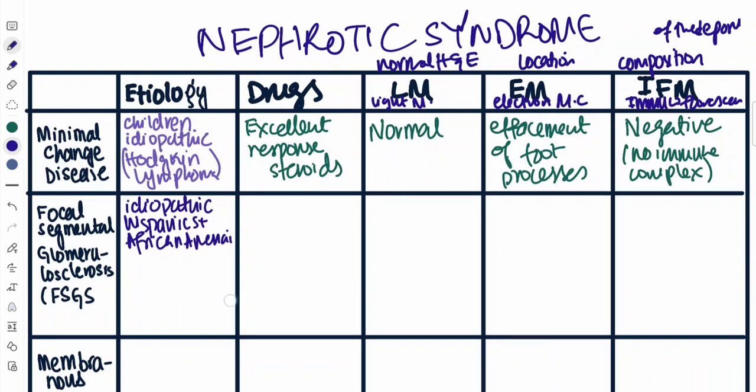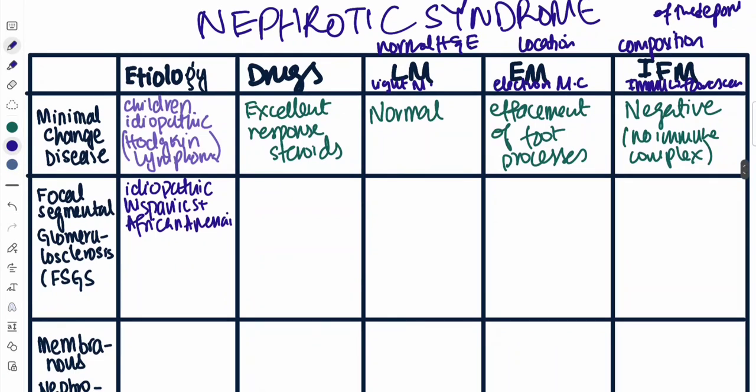So that's that. But important associations with FSGS: you need to know that it might be associated with patients with HIV or heroin use, or patients with sickle cell disease.